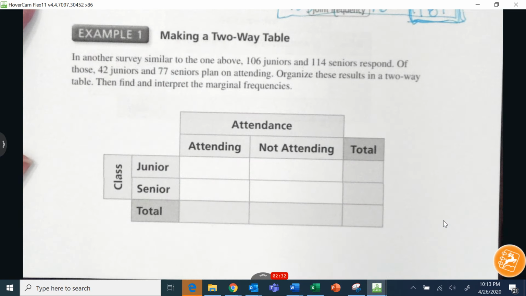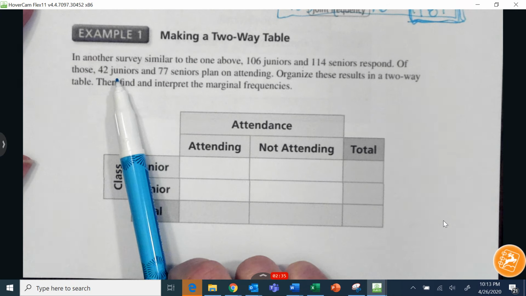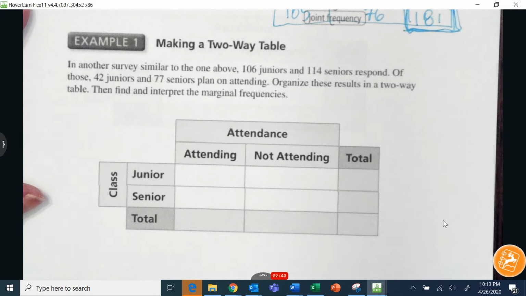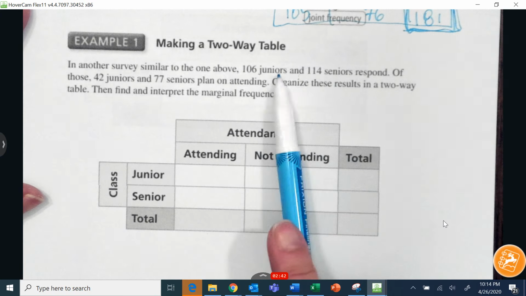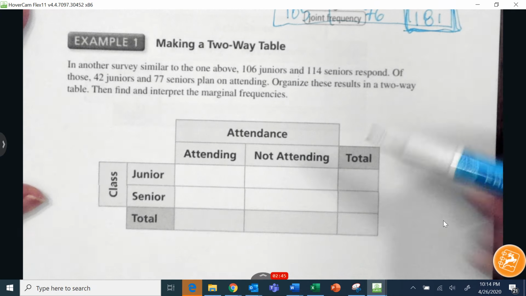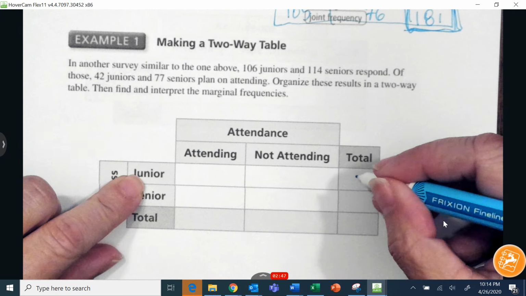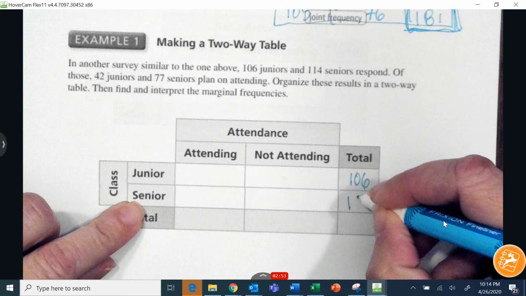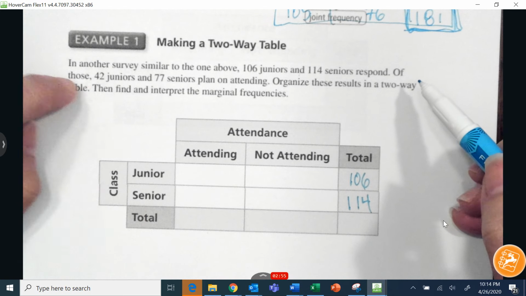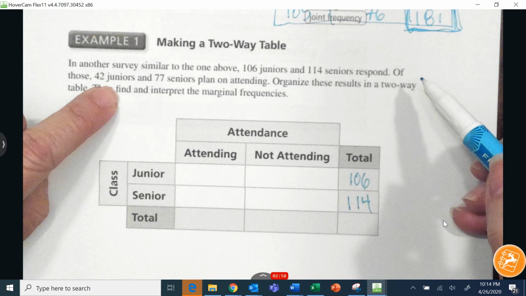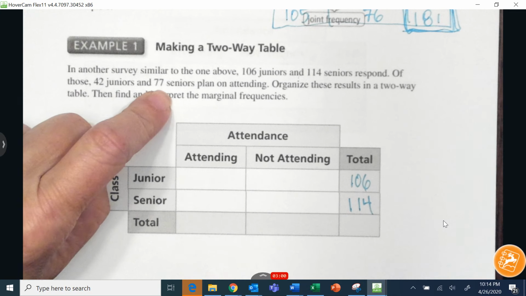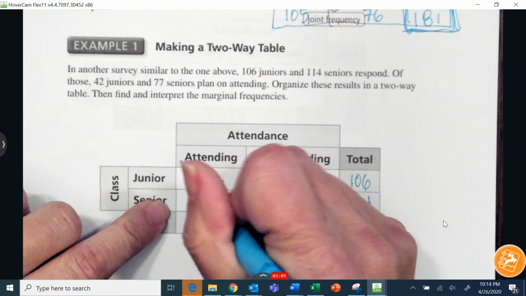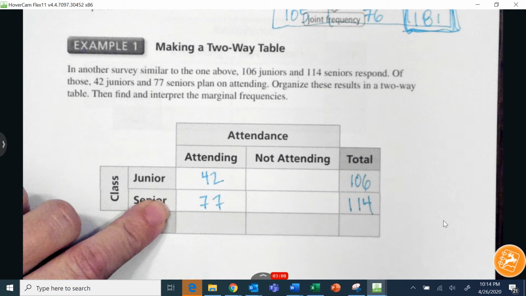I'm going to make a two-way table. It says that for another survey similar to the one above, we've got 106 juniors and 114 seniors respond. So that's how many total respond, so that's going to go in the total column. Here's juniors, a total of 106 responded, and for seniors, a total of 114 responded. Of those that responded, 42 juniors and 77 seniors plan to attend. So juniors will be 42 and seniors are 77. They're planning on attending the concert.